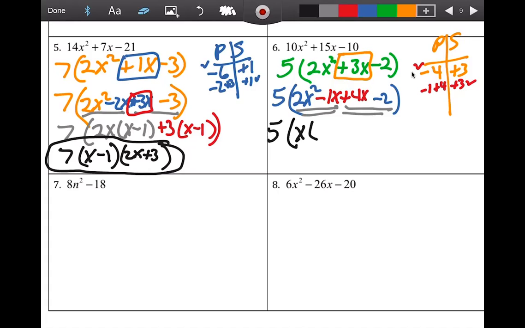So 2x squared divided by x is 2x. -1x divided by x is -1. Okay, now for this second group here. Let's see. Brandon, what do we got for GCF for the second group? 2. Okay, positive? Yeah. Good. So hopefully it's going to look in the parentheses like this guy. 4x divided by 2 is 2x. -2 divided by 2 is -1. It does look like it. Perfect.